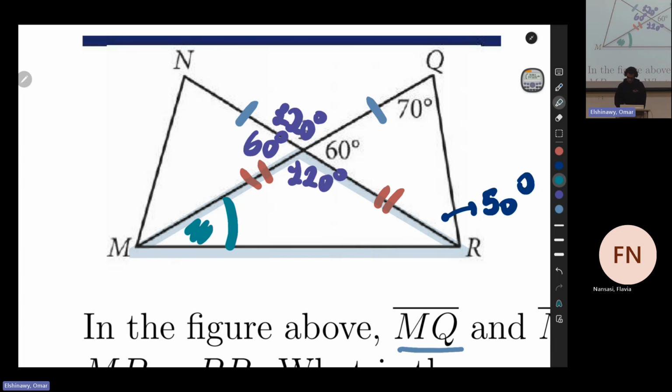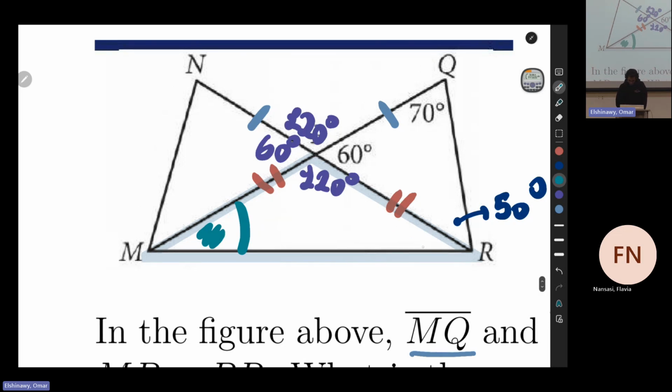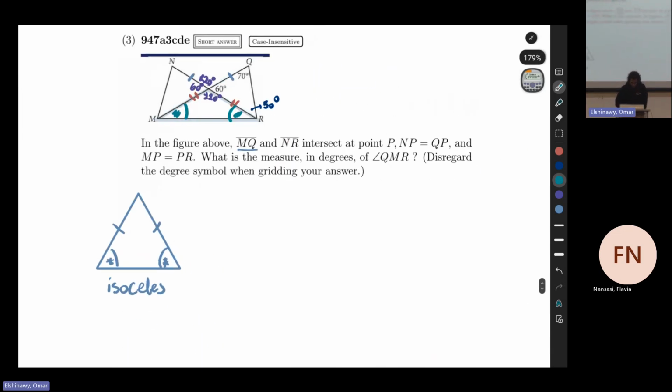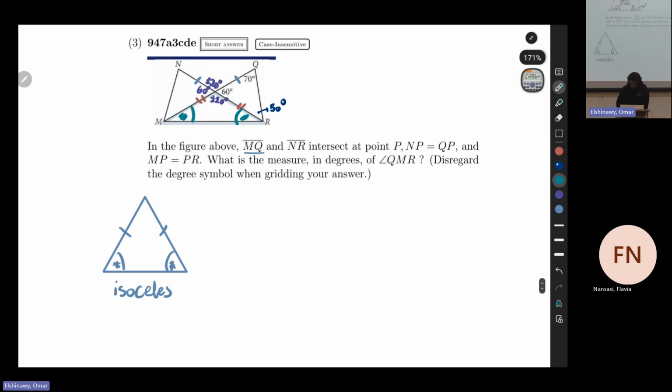We know it's isosceles because two sides are equal. And if the two sides are equal, then the two corresponding angles are equal, so the angles that are down below. So this angle is also the same. It should be easy to conclude from this because this is a triangle. The sum of the angles is 180.